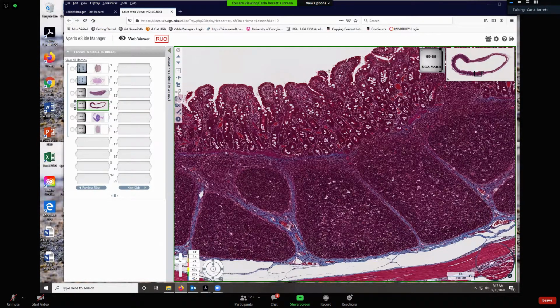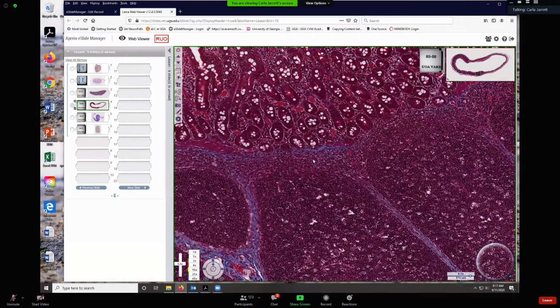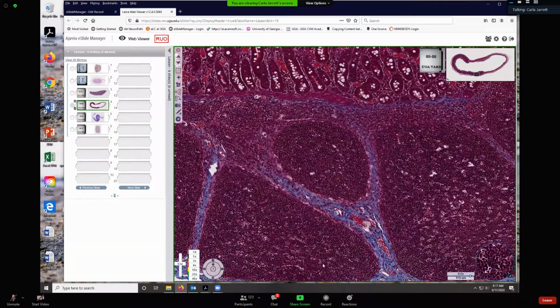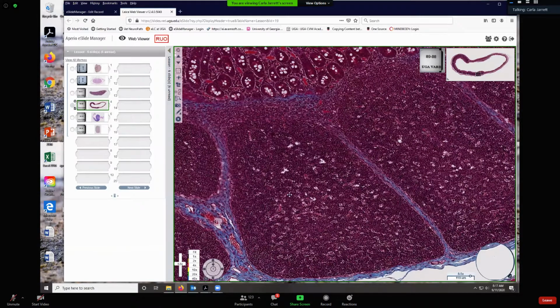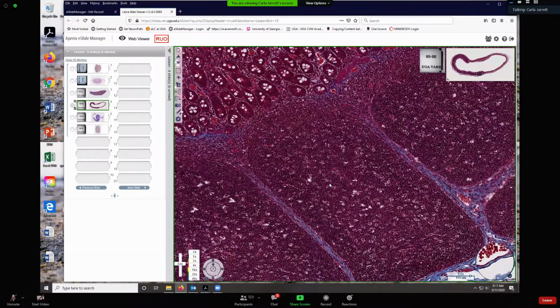So these are villi up here. This is part of the mucosa. This is our muscularis mucosa. So that lets me know I'm down here in the submucosal region. So that's where the bulk of these nodules are located.